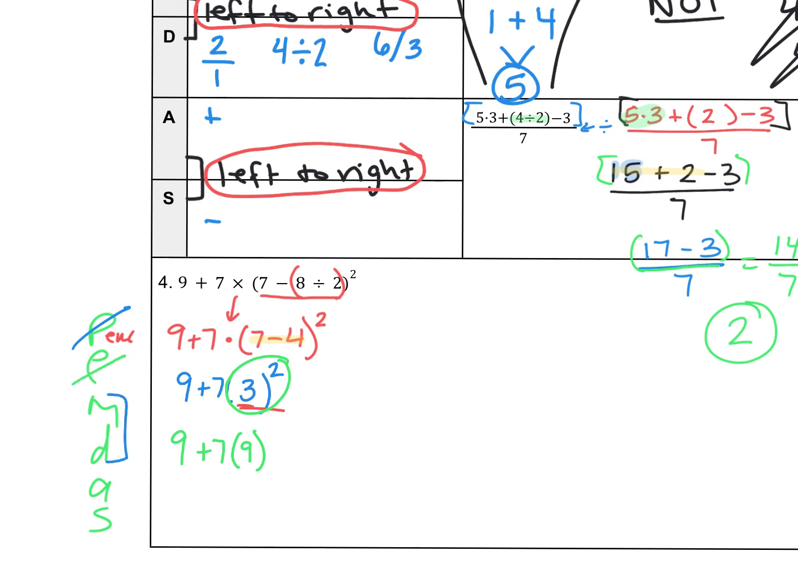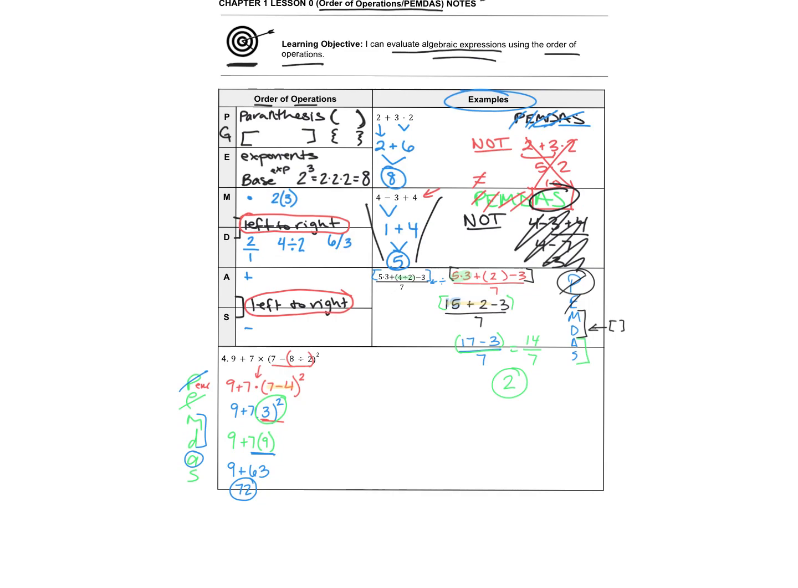Multiplication and division. I have multiplication. So I rewrite the 9 plus 7 times 9 is 63. Last step, add them together. We have 72. So it takes some practice, but you can do it. Write down any questions you have, and let's get after it.